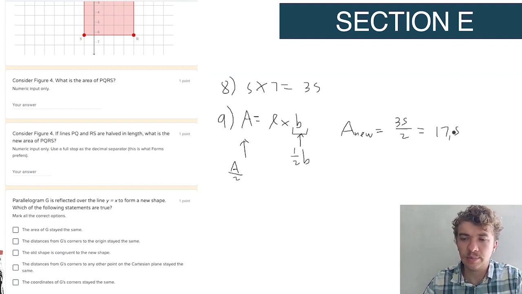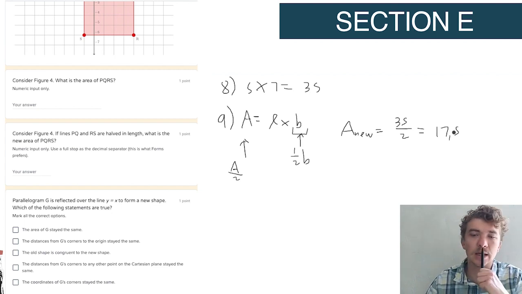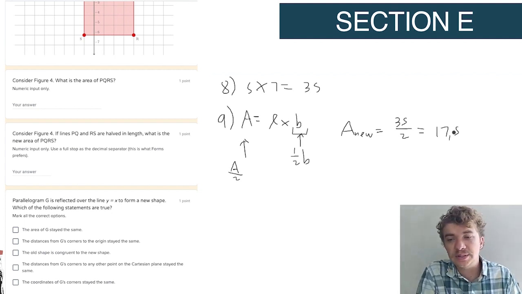Last question. Parallelogram G is reflected over the line y is equal to x to form a new shape. Which of the following statements are true? Mark all the correct options. The last question, question 10, says a parallelogram G is reflected over the line y is equal to x to form a new shape. Which of the following statements are true? Okay, first one, the distances from G's corners to any other point on the Cartesian plane stayed the same.